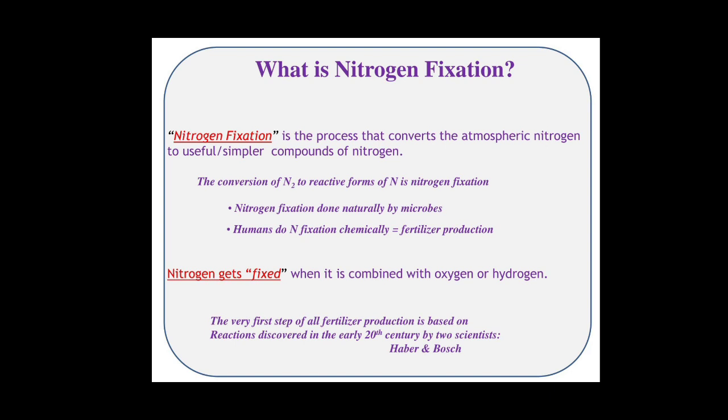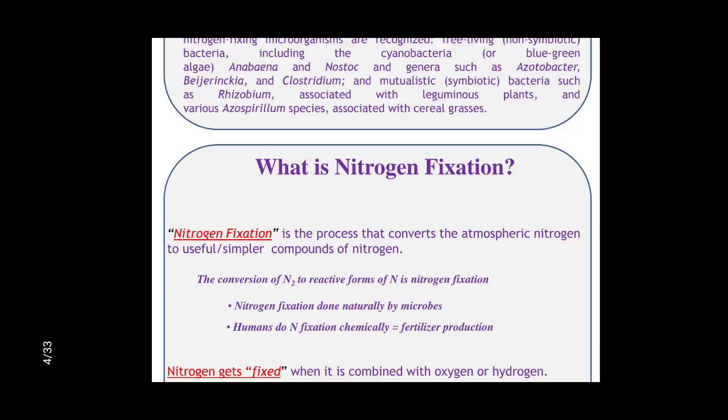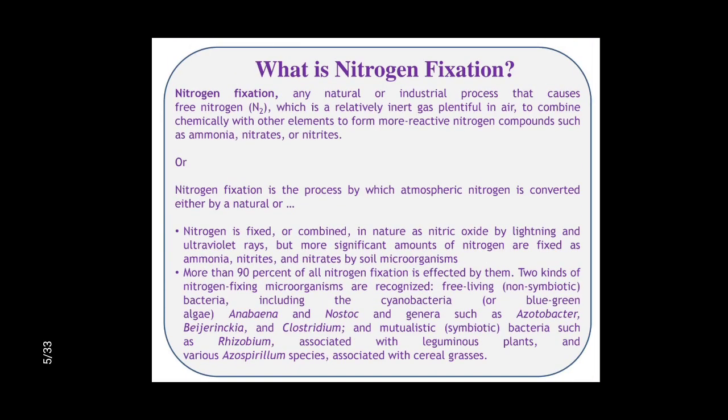How does nitrogen get fixed? When nitrogen is combined with oxygen or hydrogen. The very first step of all fertilizer production is based on the reaction discovered in the early 20th century by two scientists, Haber and Bosch. What is nitrogen fixation? Nitrogen fixation is any natural or industrial process that causes free nitrogen, a relatively inert gas plentiful in air, to combine chemically with other elements to form more reactive nitrogen compounds such as ammonia, nitrates or nitrites.